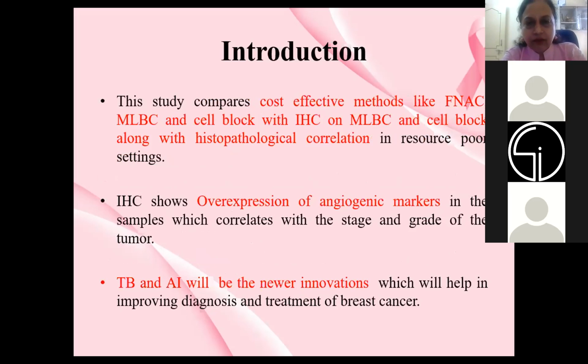Thus, this study compares the cost-effective methods like FNAC, MLBC, and cell block with IHC on MLBC and cell block, along with histopathological correlation in resource-poor settings like our hospital. IHC shows overexpression of angiogenic markers in the samples, which correlates with the stage and grade of the tumor. Tumor budding and AI will be the newer innovations which will help in improving the diagnosis and treatment of breast cancer.